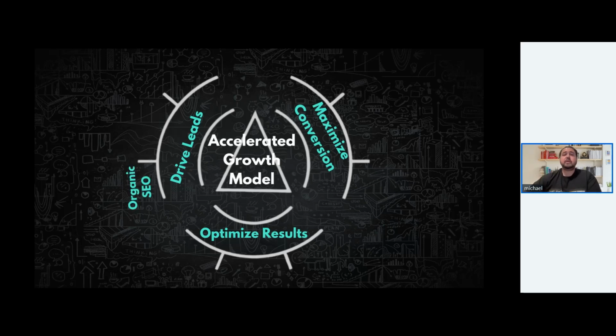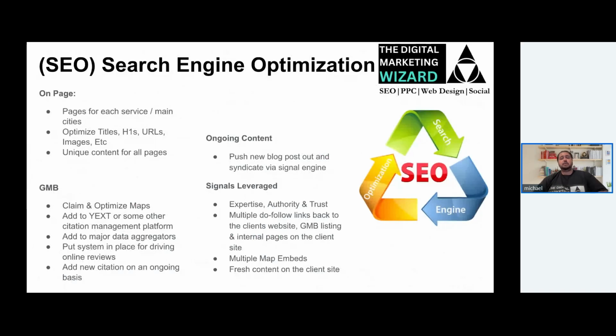So the first one we're going to look at is organic. When driving leads, the three channels that we like to use, first being organic, we like to make sure that we're coming up in the non-paid listings and the non-paid directories. If we're looking at some search engine optimization, you see this is the on-page stuff. We want to make sure that we have pages for each service in each of the main cities, optimizing the titles, the H1 titles, URLs, images, meta tags, everything that goes along with that.